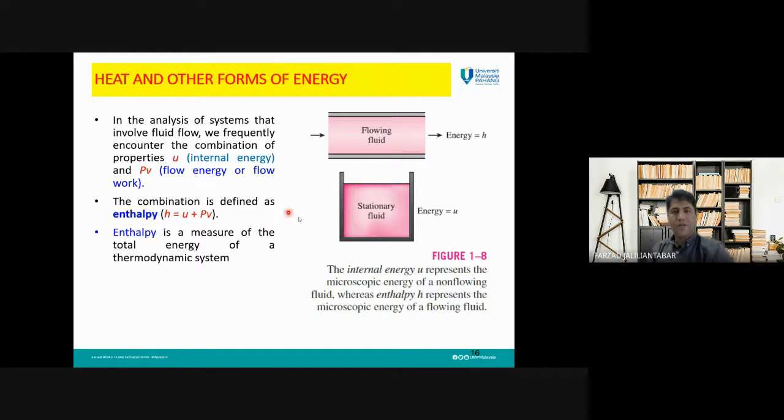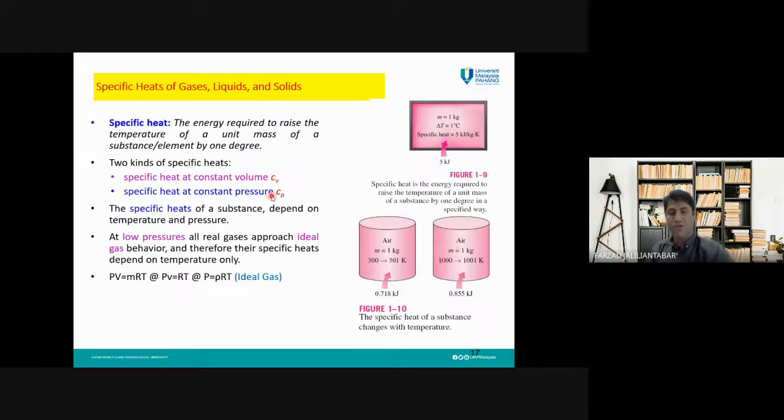This is also important for you to know about that later. Sometimes you will see for a system, we just deal with U because we don't have PV. V is 0, for example, for this fluid, then we have only U. And you will see how we can calculate U for a system.